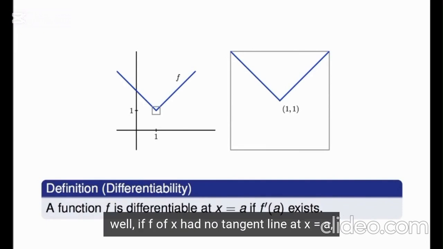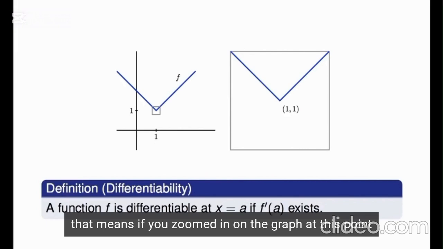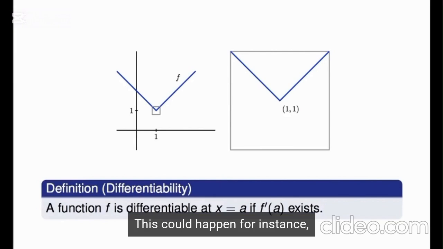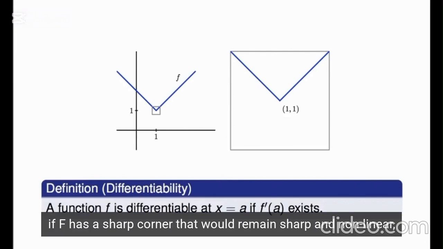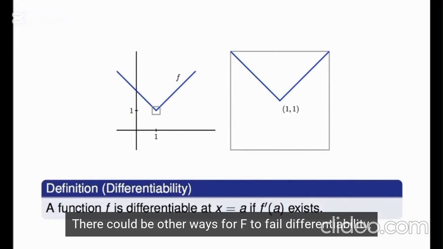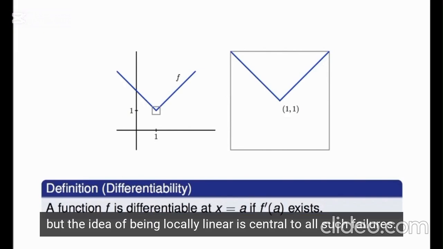Well, if f of x had no tangent line at x equals a, it could mean, for example, that the graph of f is not locally linear at x equals a. That means if you zoomed in on the graph at this point, it would look like something besides a line with a well-defined slope. This could happen, for instance, if f has a sharp corner that would remain sharp and non-linear no matter how closely in on it we zoom. There could be other ways for f to fail differentiability, which we'll explore in upcoming examples, but the idea of being locally linear is central to all such failures.